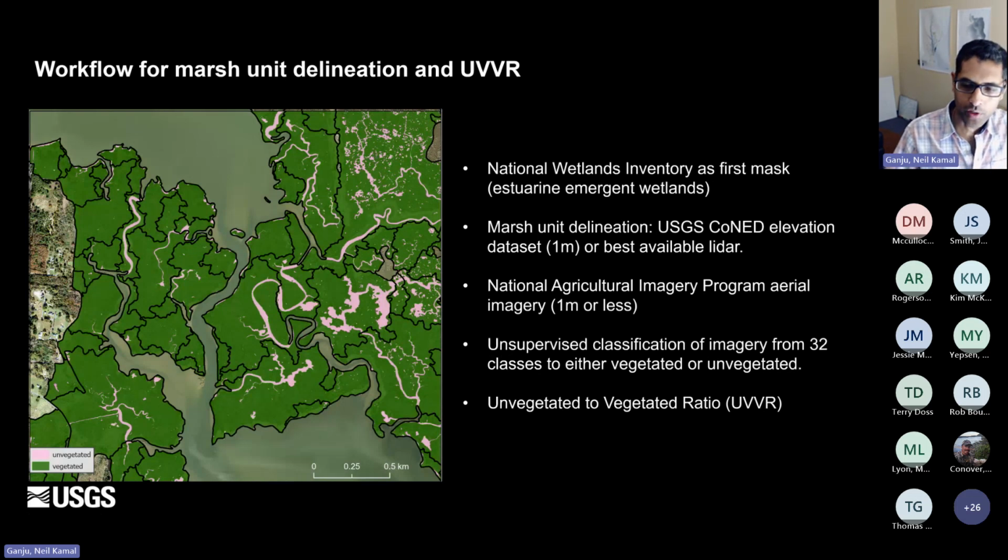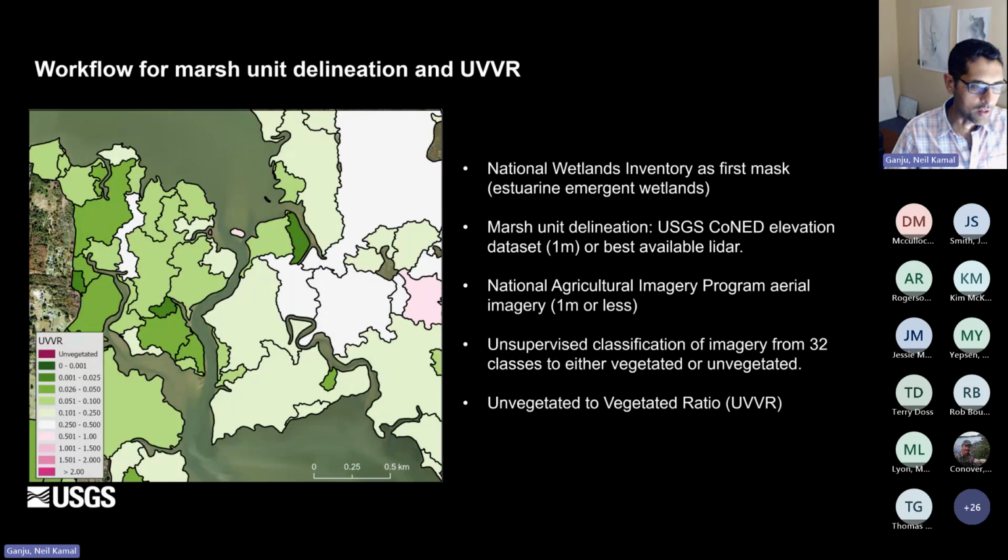Once you do that, you can calculate this UVVR across each unit. And that's what this looks like. So remember, above 0.1 to 0.15 is bad. So really, the greenish colors are your stable ones. Anything above this light green is unstable. So you can see these units through here having relatively high UVVRs.